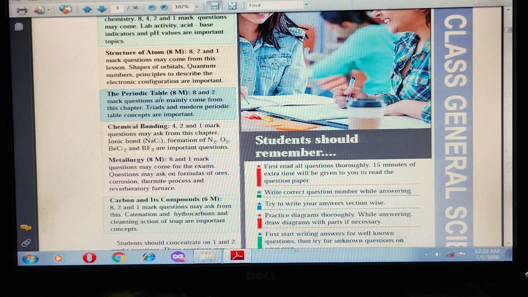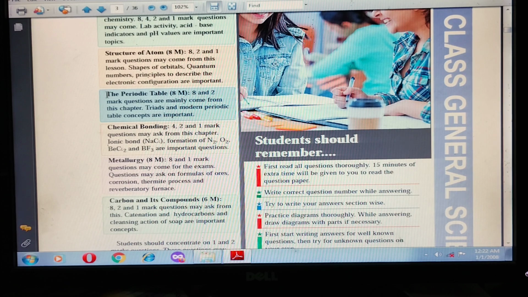And the periodic table, classification of elements and the periodic table, this is the chapter here. In the pre-final examination they gave 16 marks, so I am thinking that maybe fewer questions will be asked in the public examination from this chapter. In total, out of 50, they gave 16 marks of questions from this chapter.